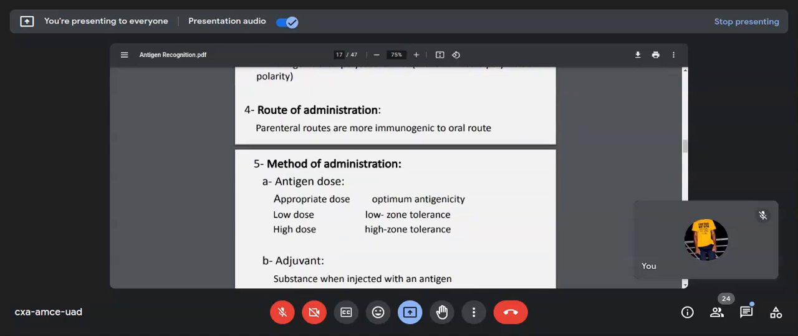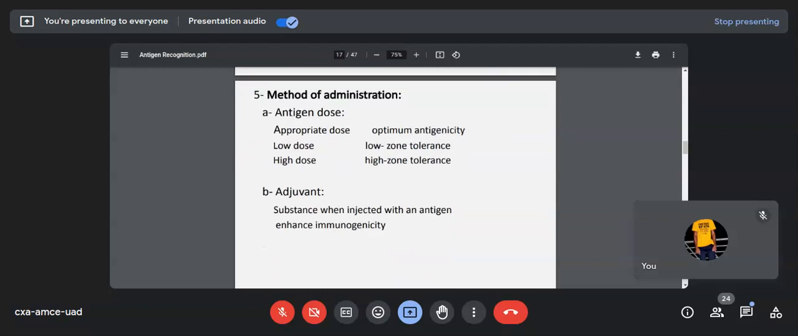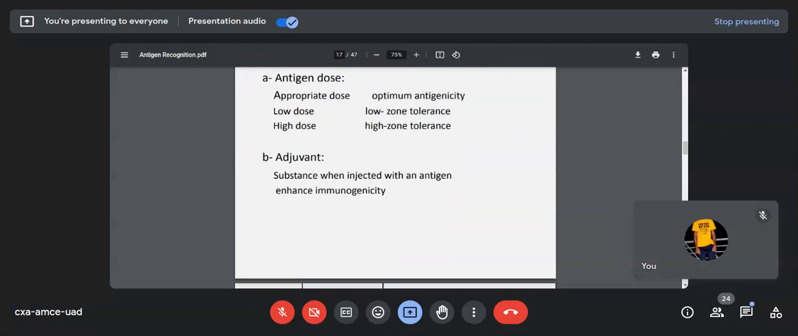But when a molecule enters through, for example, subcutaneous routes, intradermal routes, or intravenous, I'm talking about a molecule entering directly into the blood. So it is more immunogenic when it enters through the blood, because it can attach to T lymphocytes faster than the ones that would enter through the mouth. So that's something you must take note of.